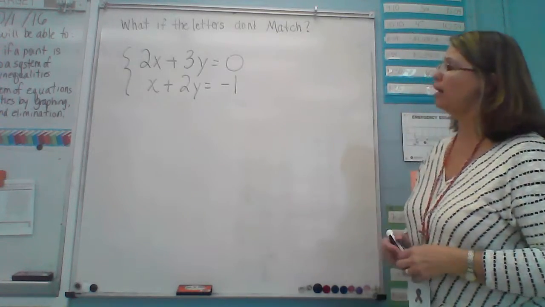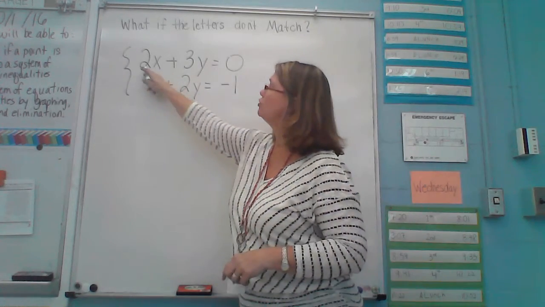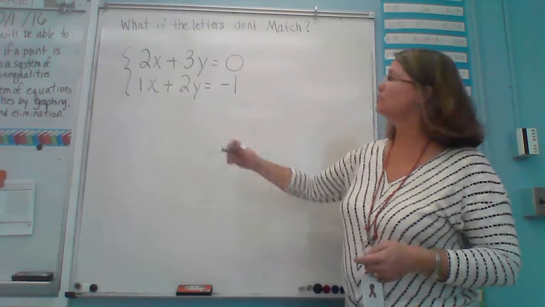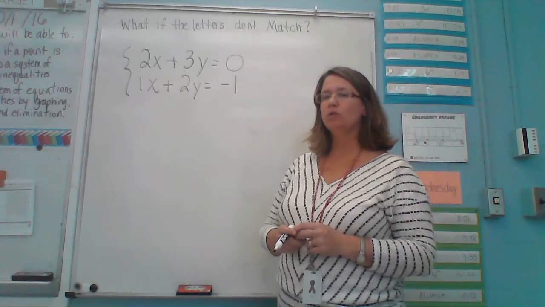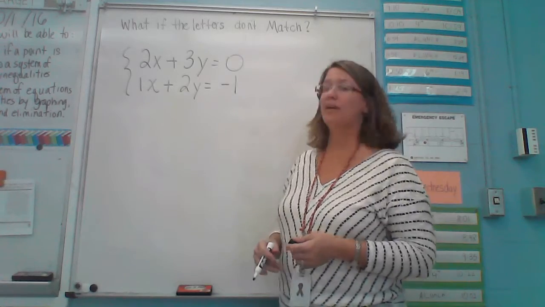Now, when I look at this problem, I notice that my x's do not match. This has a 2, this has a 1. I notice that my y's don't match. This y has a 3, this y has a 2. But I bet I could multiply something to one of them, or both of them, to make them match.